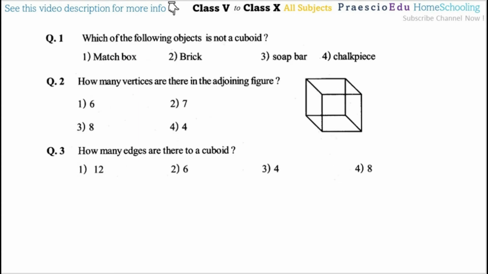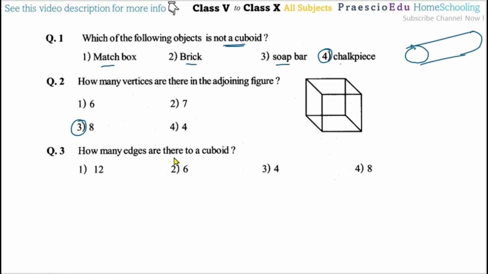Question number 1, which of the following objects is not a cuboid? Matchbox is a cuboid, brick is also a cuboid, soap bar is somewhat a cuboid, and a chalk piece is somewhat circular. So the chalk piece is not a cuboid, and option number 4 is the correct one. Question number 2, how many vertices are there in the adjoining figure? This is a cube, and we already know a cuboid has 8 vertices. So option number 3 is the correct one.